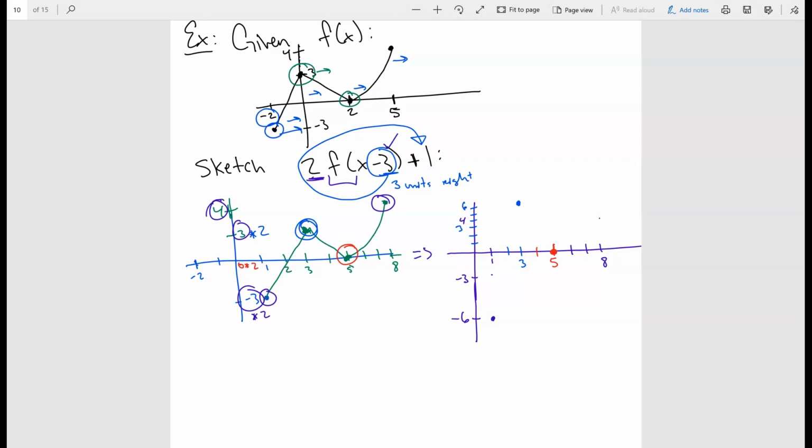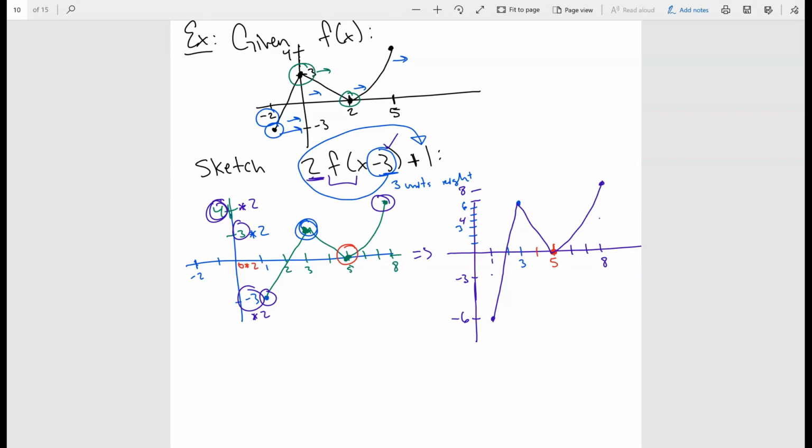I multiply the 4 by a 2. That's going to give me 8. So this guy, instead of the 4, is going to go all the way up to the 8. So this guy now looks stretched up. So you can see that now this looks a lot more stretched.